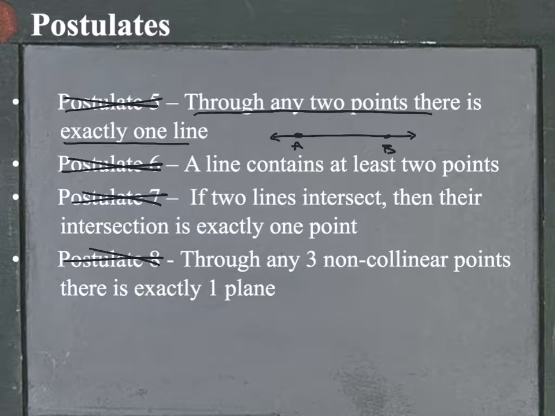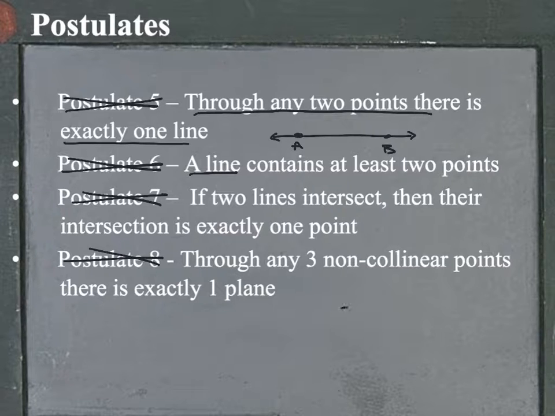So you are responsible to know these postulates because I might give you something that says, through any 2 points, there is, and then maybe just leave a blank here. So it says, there is, and then you have to fill in the blank. You would need to know that there is exactly one line. Not just one line, exactly one line. No more, no less.